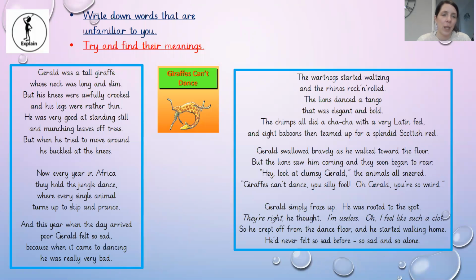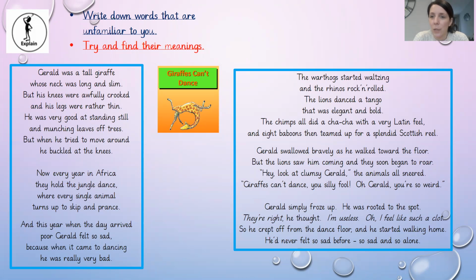Okay, let's go. Gerald was a tall giraffe whose neck was long and slim, but his knees were awfully crooked and his legs were rather thin. He was very good at standing still and munching leaves off trees, but when he tried to move around, he buckled at the knees. Now, every year in Africa, they hold the jungle dance, where every single animal turns up to skip and prance. And this year, when the day arrived, poor Gerald felt so sad, because when it came to dancing, he was really very bad.